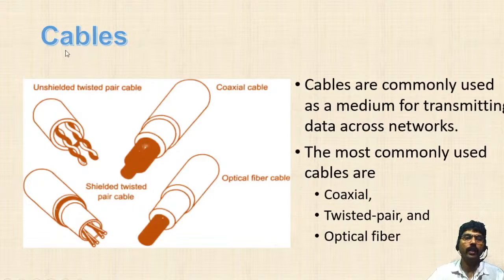The first one is called cables. Cables are a commonly used medium for transmitting data over a network. If I want to transmit some data, we generally use cables. The most commonly used cables are coaxial cables, twisted pair cables, and optical fibers. Today, coaxial cable is used very little.